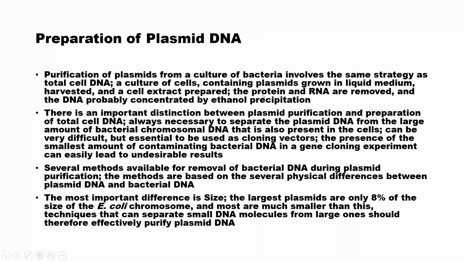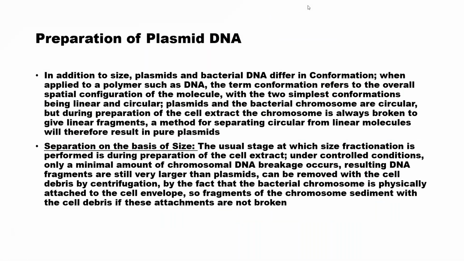Yes, so the first factor is based on size. What is the next factor? In addition, plasmids and bacterial DNA differ in conformation. So apart from size, the second factor is conformation. So what do you mean by conformation of a DNA? Anybody, any idea without looking at the slide? Size of a DNA, all of us know, depends upon kilobases or kilodaltons or whatever. Plasmid DNA is smaller than chromosomal DNA.